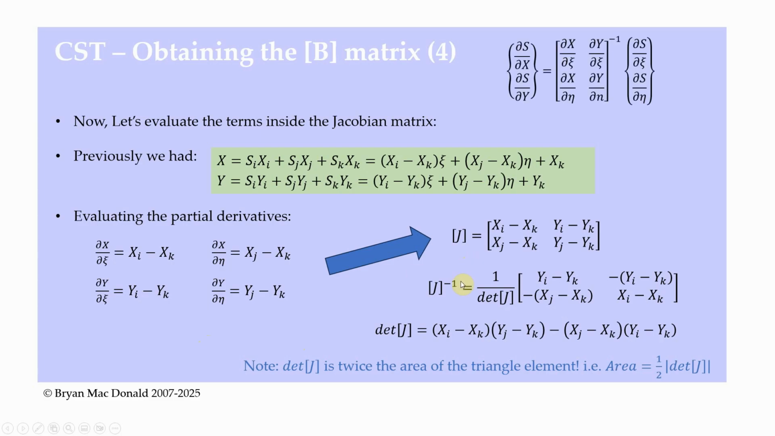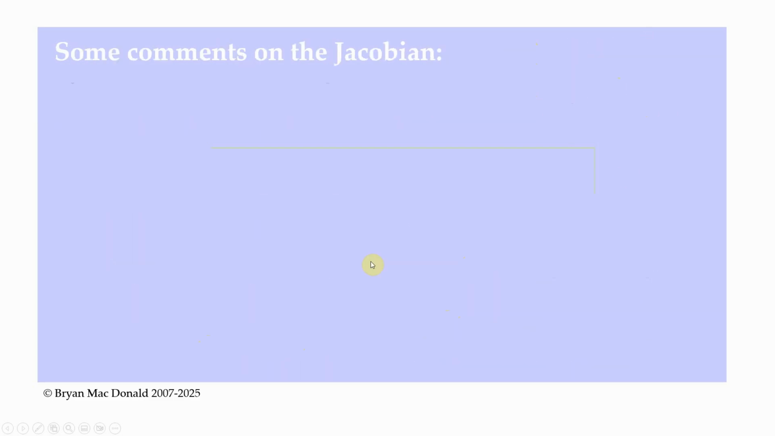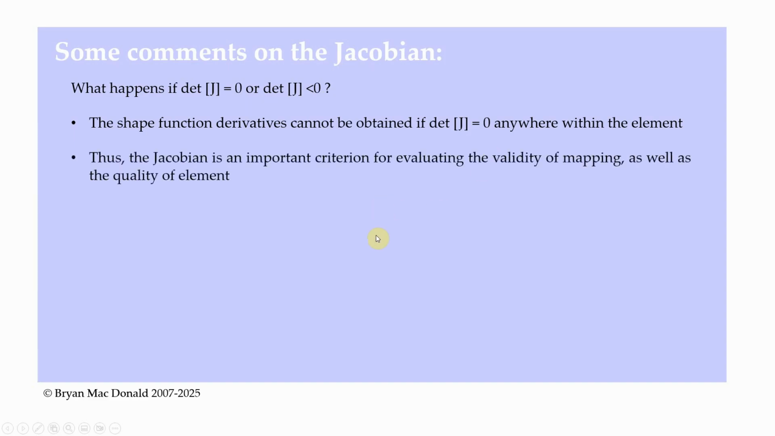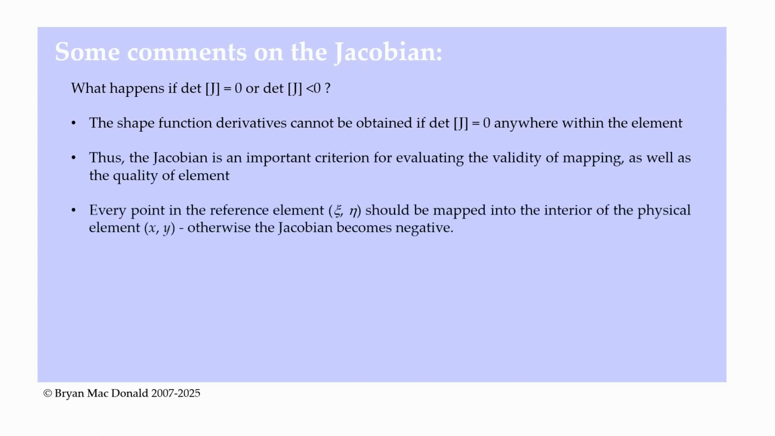Okay, so remember again what we're doing. Why did we get here with this inverse of the Jacobian? Because this inverse of the Jacobian relates the shape functions in xy space to the shape functions in eta space. Okay, so some comments on that Jacobian then. Well, what happens if the determinant of the Jacobian is equal to 0 or less than 0? The shape function derivatives cannot be obtained if det J is equal to 0 anywhere within the element. And thus the Jacobian is an important criterion for evaluating the validity of mapping as well as the quality of the element. Every point in the reference element eta, neta should be mapped into the interior of the physical element xy, otherwise the Jacobian becomes negative.